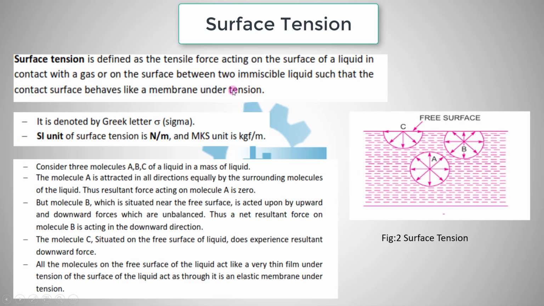Next, we learn about the surface tension. What is surface tension? Surface tension is defined as the tensile force acting on the surface of a liquid in contact with a gas or on the surface between two immiscible liquids such that the contact surface behaves like a membrane under tension.